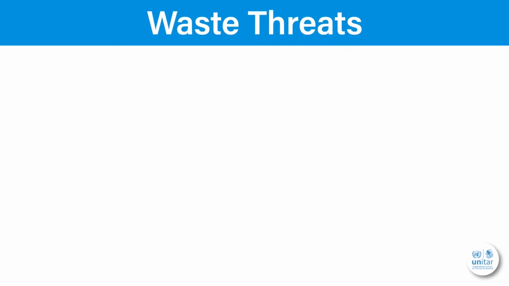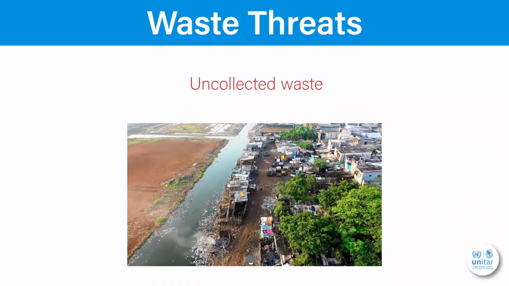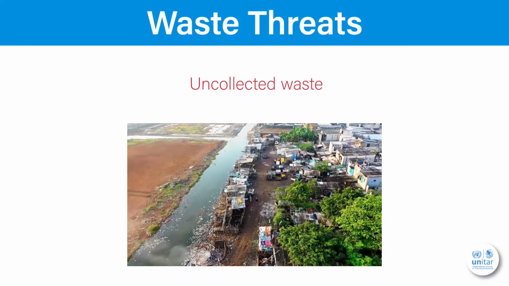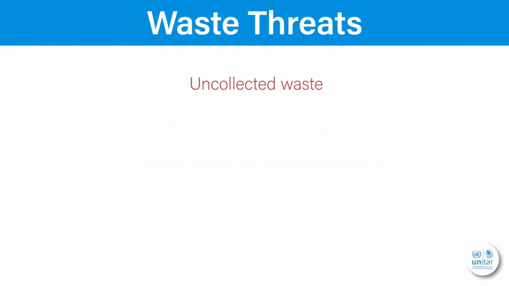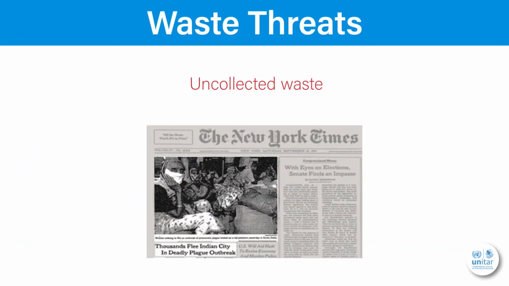Let us look at a few examples of common threats posed by this problem. Uncollected waste left near houses, on streets, in markets, or in sewage systems is known to be a breeding ground for disease-carrying organisms. In 1994, the city of Surat in India experienced an outbreak of a plague-like disease caused by uncollected waste and the proliferation of rats. The outbreak resulted in 56 deaths, and the country suffered as much as $2 billion in economic losses.